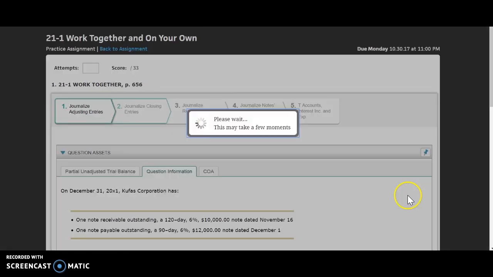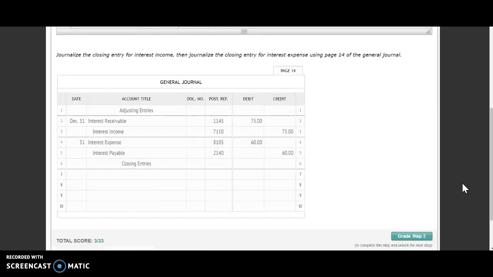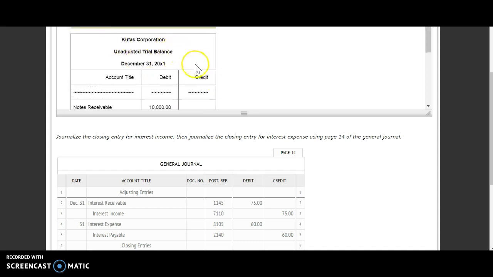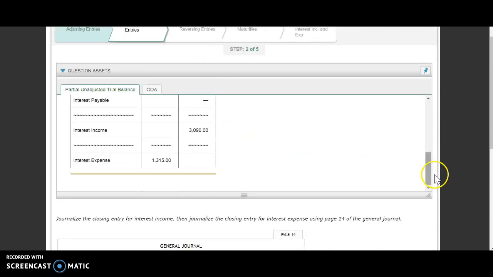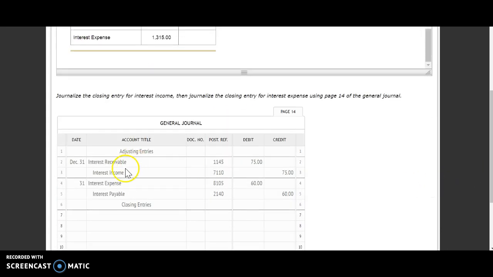Moving on to step 2. Now we're going to journalize the closing entry for interest income and then journalize the closing entry for interest expense using page 14 of the general journal. They already have it labeled for us as our closing entries. What we're going to use here is our partial unadjusted trial balance. We're specifically going to be looking at our interest income and our interest expense. Notice here we had a credit to interest income, and then we also had a debit to interest expense.